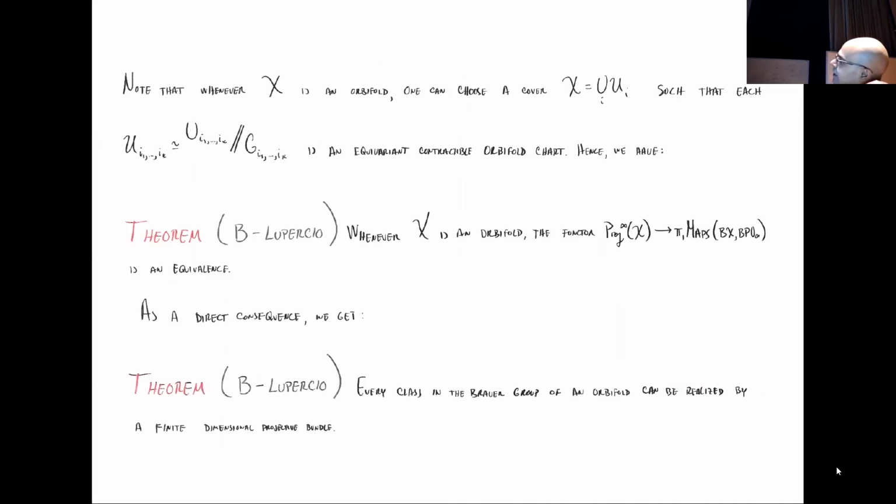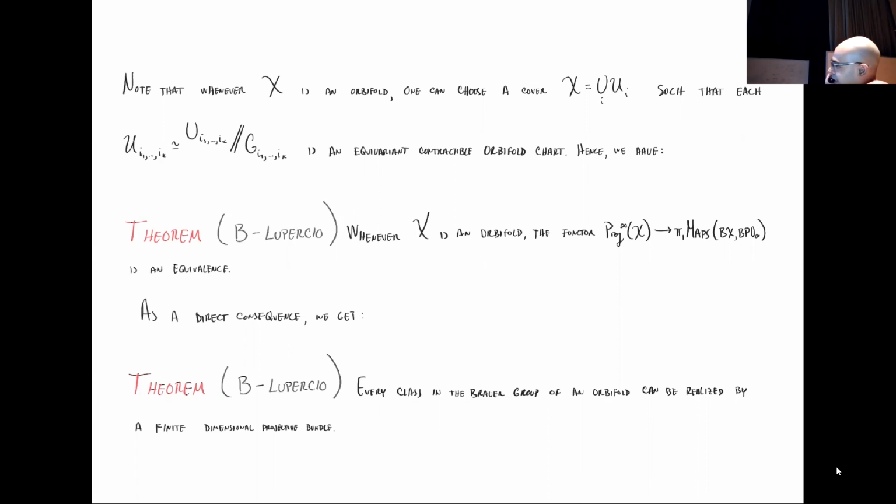Okay, now here we have this result. So when X is an orbifold, the functor from the groupoid of projective bundles on X is equivalent to the fundamental groupoid of this space of maps. And as a direct consequence, we get the following result, which says that every element in the Brauer group of X can be realized by means of a finite dimensional projective bundle. So every element in the Brauer group of an orbifold can be realized geometrically by means of a finite dimensional projective bundle.